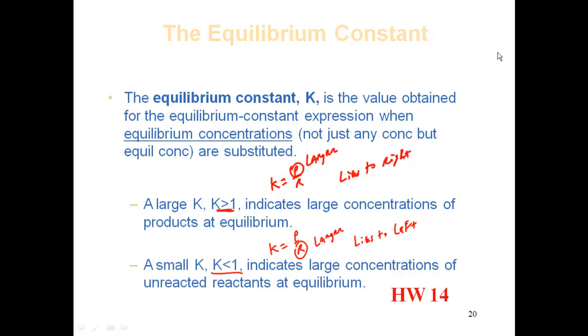So the size of your K can indicate where you're lying in your equilibrium. Okay, K larger than 1, forming a lot of products compared to reactants. Less than 1, forming a lot of reactants compared to products. Homework number 14 asks you questions dealing with this information about equilibrium constants to see if you understand the concept.